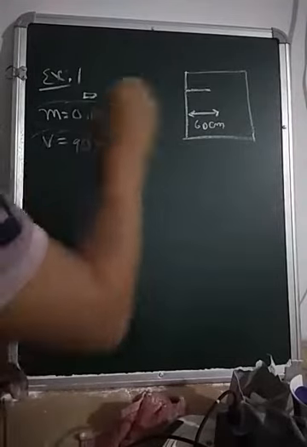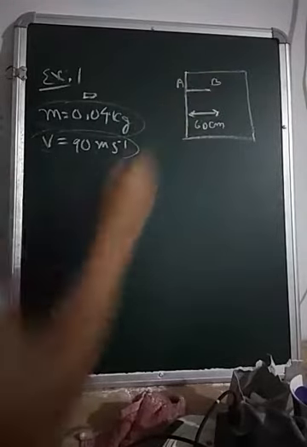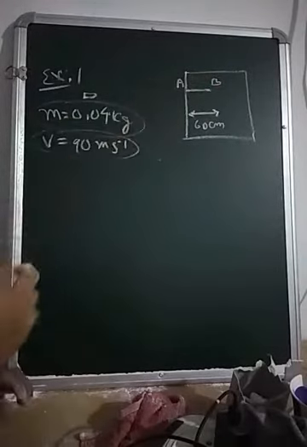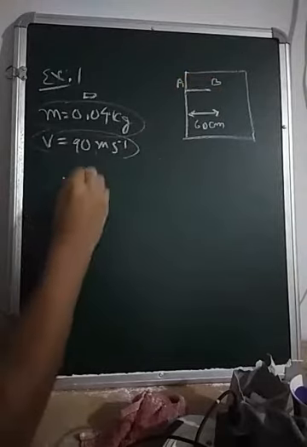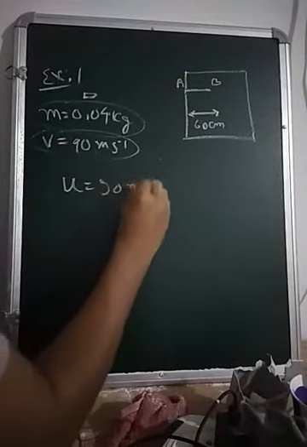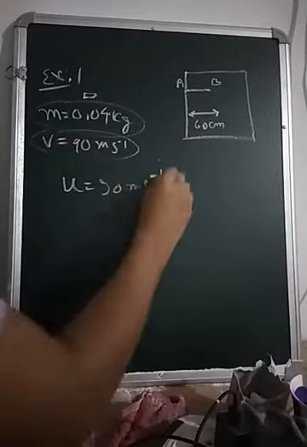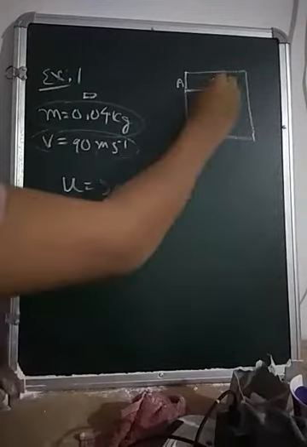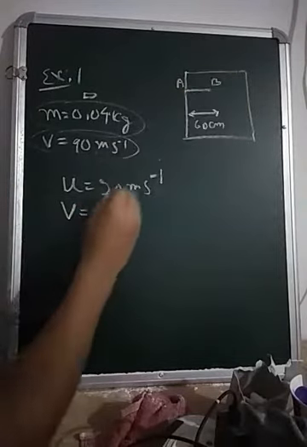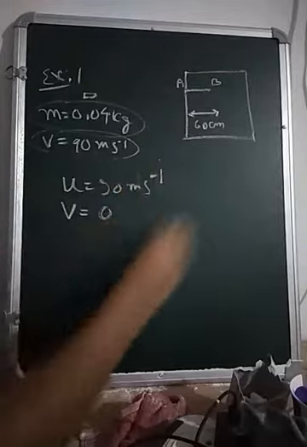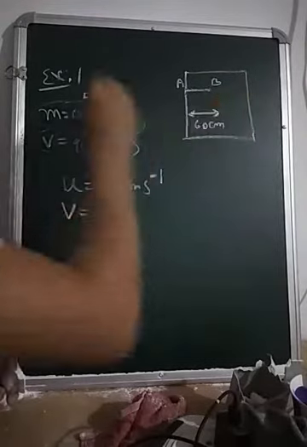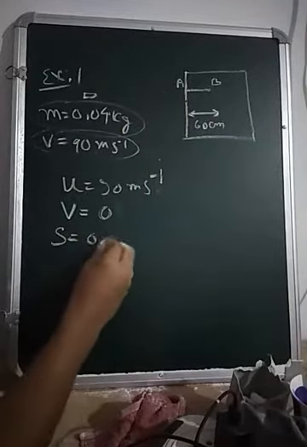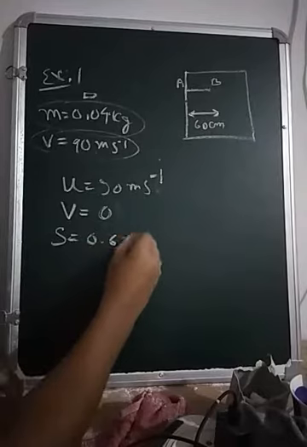So what do we do? Suppose this position is A and this is B. The bullet is fired at 90 meters per second, so its initial velocity at position A is 90 meters per second. At point B, the bullet gets stopped, so the final velocity at point B is 0 meters per second. And this is the distance traveled by the bullet after striking the piece of wood, which is 60 centimeter, or 0.6 meter.